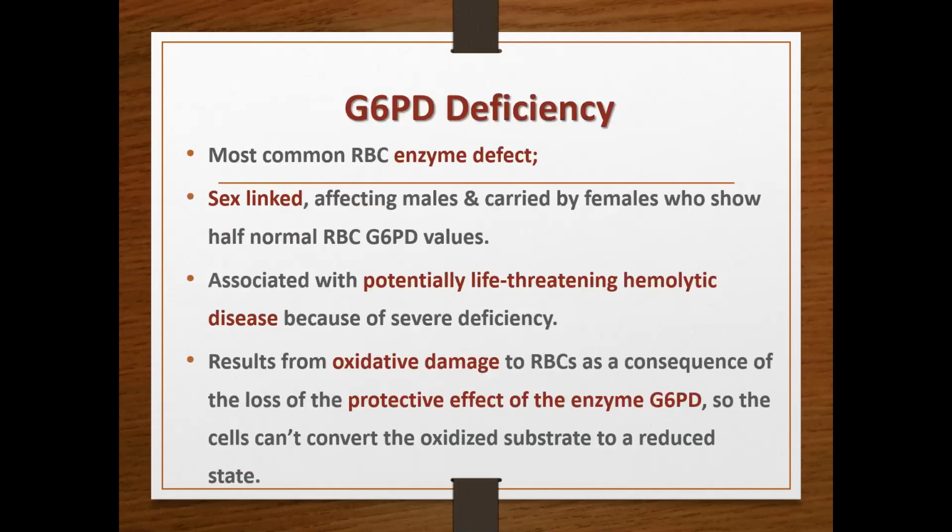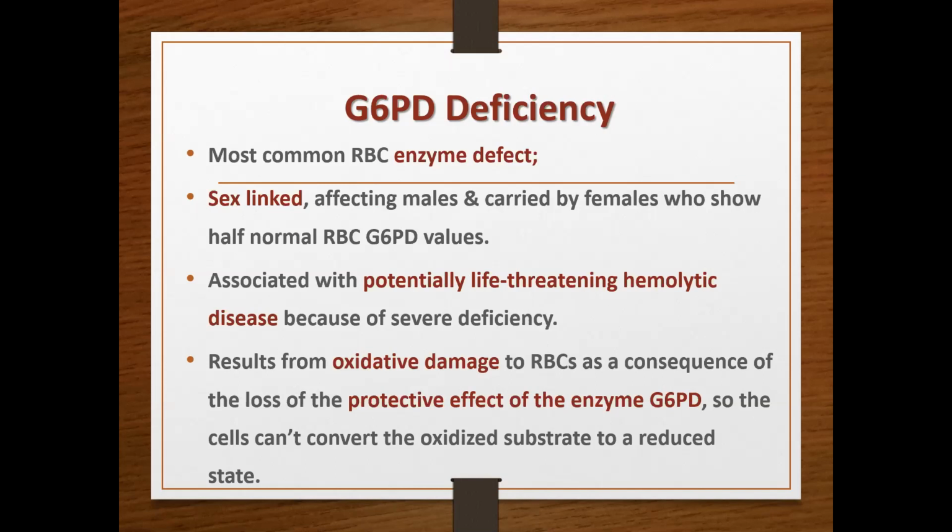We start with G6PD deficiency. It is the most common RBC enzyme defect. It is inherited as a sex-linked recessive disorder, usually affecting males, while the females are carriers and they show half normal RBC G6PD values. The female can be affected when she is homozygous, or when she has one X chromosome in Turner syndrome, or random inactivation of the normal X chromosome in lyonization theory, associated with potentially life-threatening hemolytic disease because of severe deficiency.